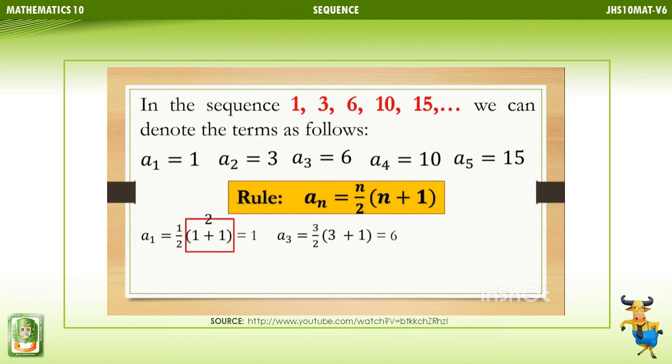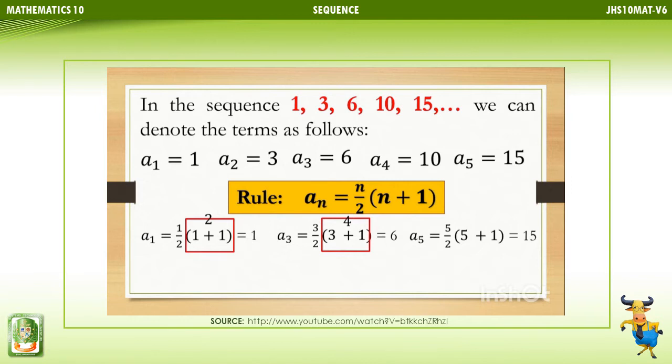Next, a sub 3 means our third term. So, we will substitute again 3 to all of the n variables. So, we have a sub 3 is equal to 3 over 2, and then n plus 1 will become 3 plus 1, because we are referring to the third term. Okay, so we add 3 plus 1, that will become 4. And then 4 divided by 2, that makes it 2. 2 times 3 is 6.